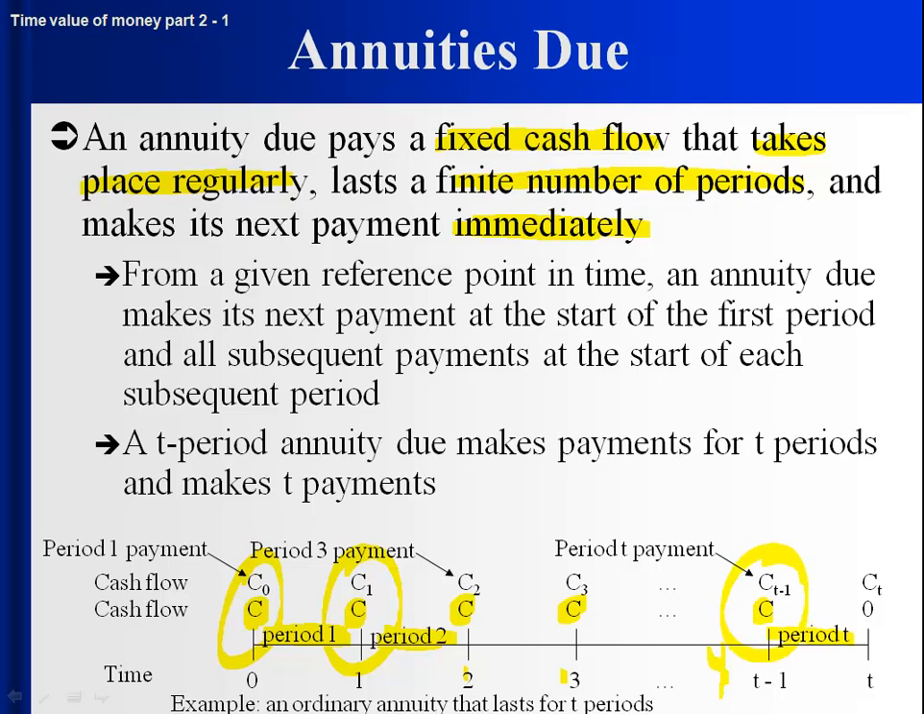So again, what's important is when specifically it takes place. So the first one is immediately, and there's a finite number of them. And so when we talk about a T period annuity, it'll make payments for T periods and it'll make T payments, but the last one would be at time T minus 1.